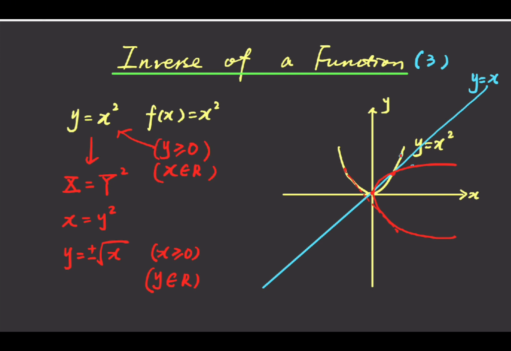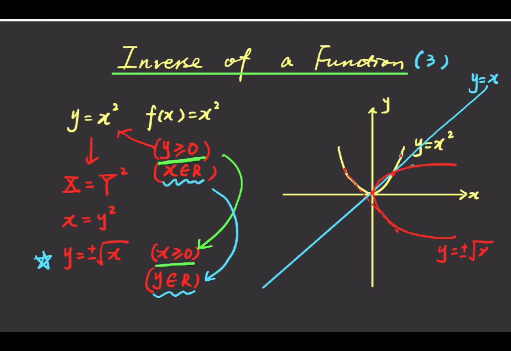Now, you can find a secret. Here, the domain should be the range for the inverse of the function. This domain should be the range for the inverse of the function. But here, we just say it's a relation. This is a relation, right? But this relation, in algebra, we can judge.